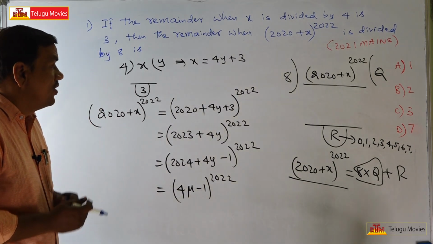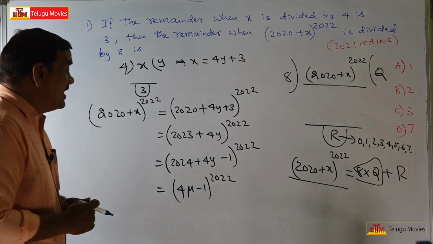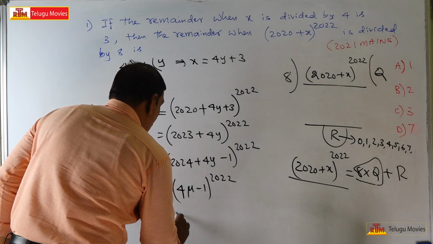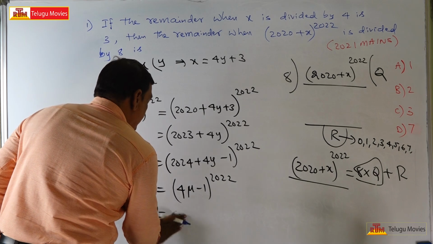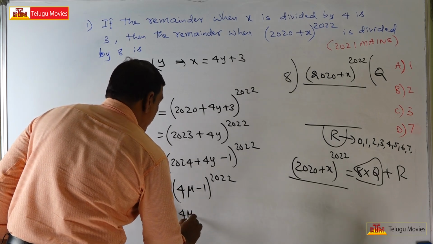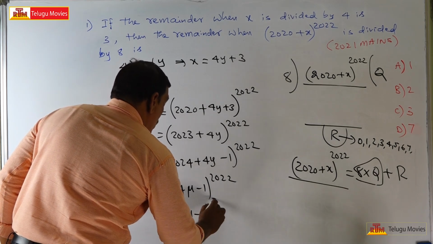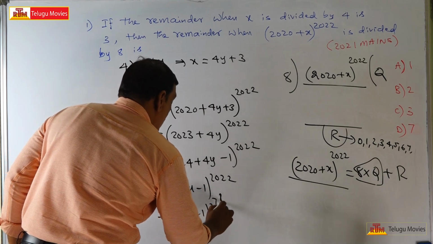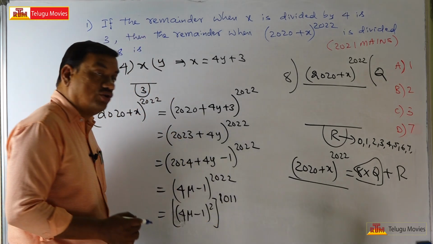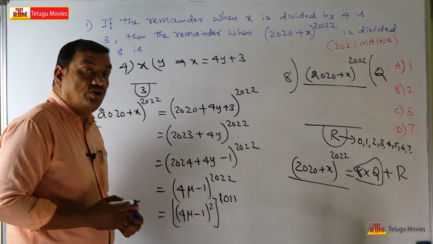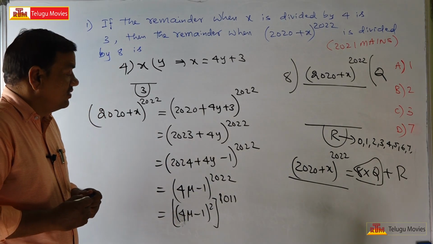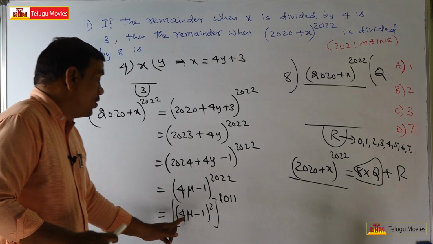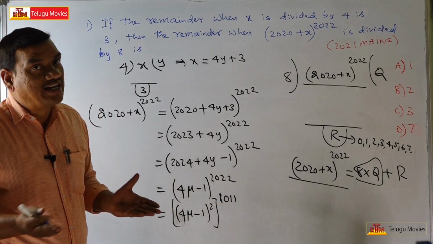Okay, happy. From this, can I write this as (4 mu minus 1) whole square, whole to the power of 1011? So 2022, can I write it as 2 into 1011? Yes, I can write it like that. Now (a minus b) whole square, you expand it.